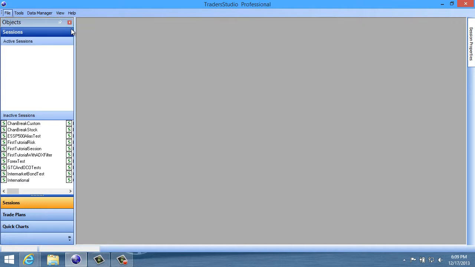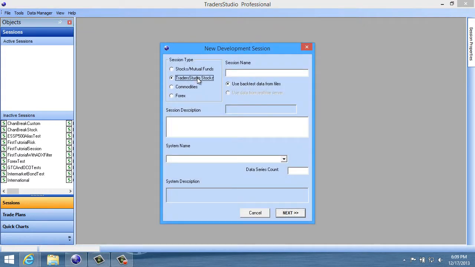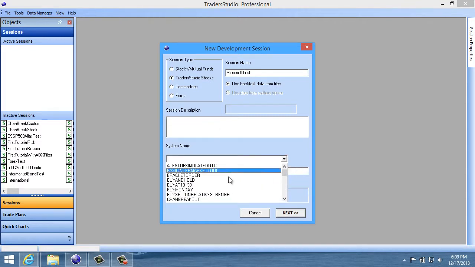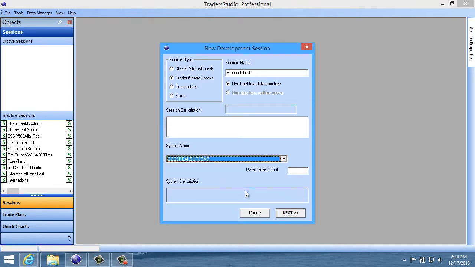First, we'll create a session. Let's create a session with Trader Studio Stocks. Trader Studio Stocks is that kind of proprietary format of split, dividend, and unadjusted data. Let's call this Microsoft Test. And let's use the QQQ breakout launch.